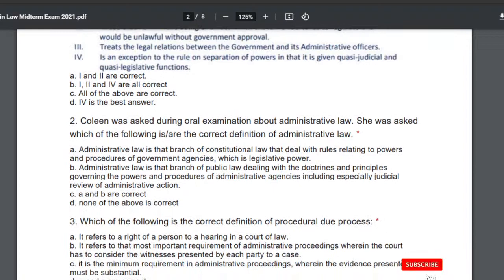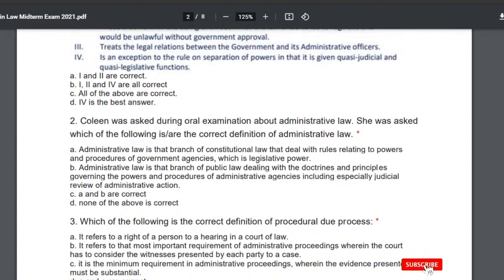Colleen was asked during examination about admin law. She was asked which of the following is or are the correct definition of admin law. Letter A, admin law is that branch of consti law that deals with rules relating to powers and procedures of government agencies, which is legislative power. Is this the proper or the correct answer? Or letter B, administrative law is that branch of public law dealing with the doctrines and principles governing the powers and procedures of admin agencies, including, especially, judicial review of admin action. Letter C, A and B are correct. Letter D, none of the above is correct.